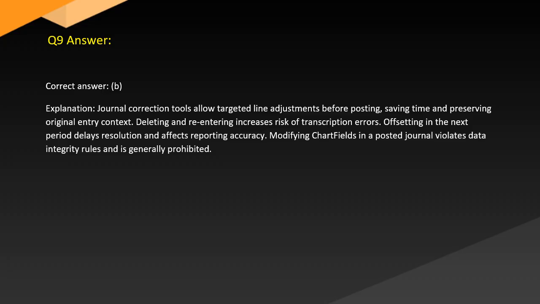Answer. Correct answer: B. Explanation. Journal correction tools allow targeted line adjustments before posting, saving time and preserving original entry context. Deleting and re-entering increases risk of transcription errors. Offsetting in the next period delays resolution and affects reporting accuracy. Modifying chart fields in a posted journal violates data integrity rules and is generally prohibited.